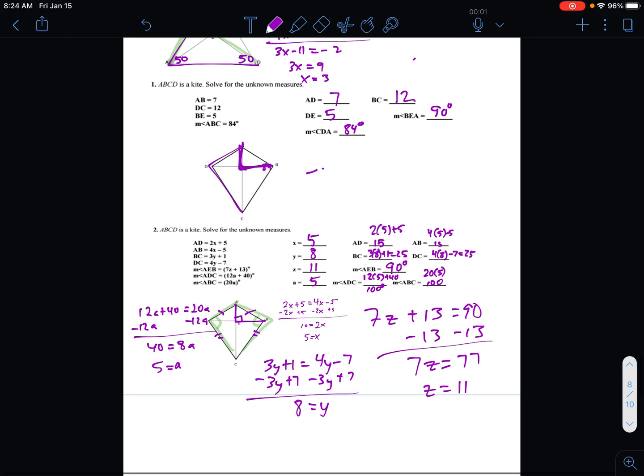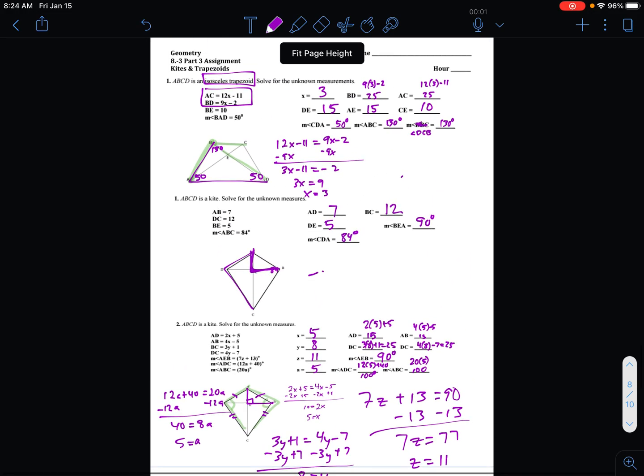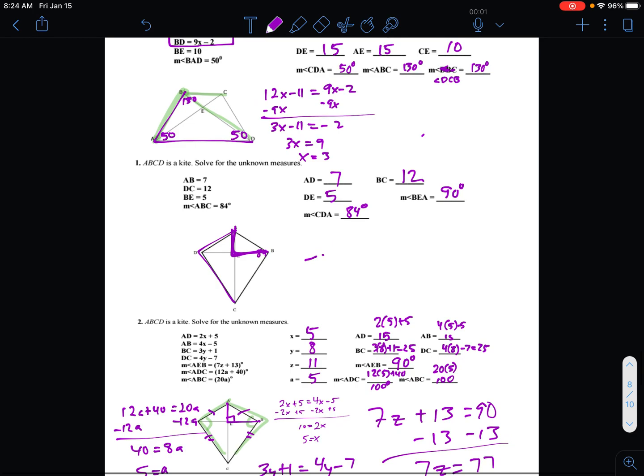So those are the properties of a trapezoid and a kite. We'll get some more practice with them next week, and we'll be ready to go and end trimester 2.